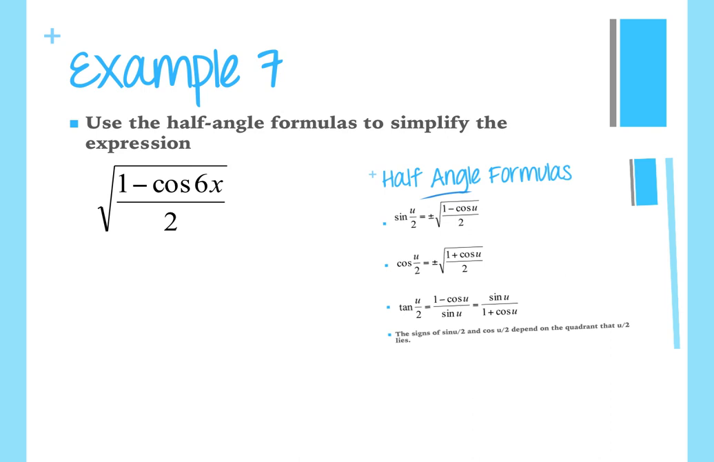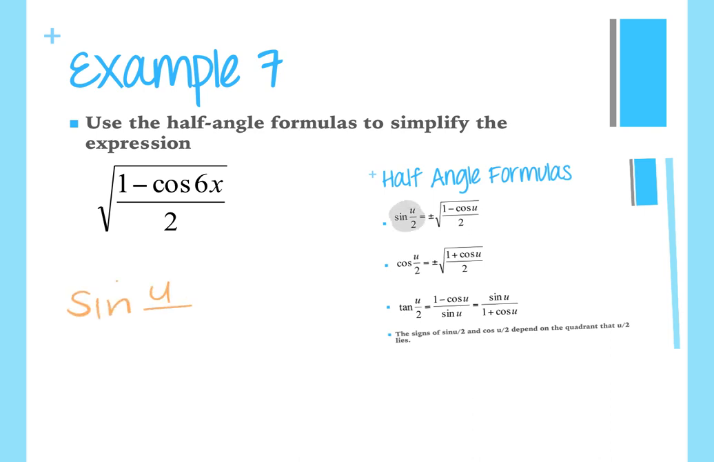All right, example 7 says use the half angle formulas to simplify the expression. So the first thing we have to do is figure out what pattern it is, again. So if it's 1 minus cosine of something, which of the trig functions is it? Sine. So I know I'm going to do sine, but I need to figure out what my u is.